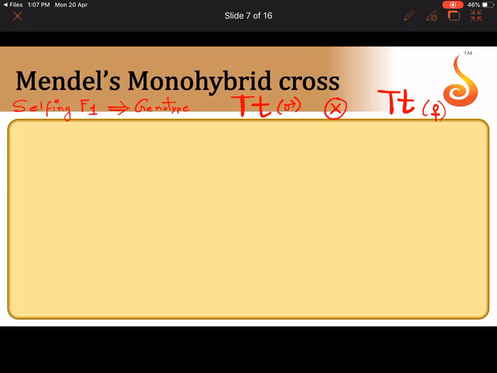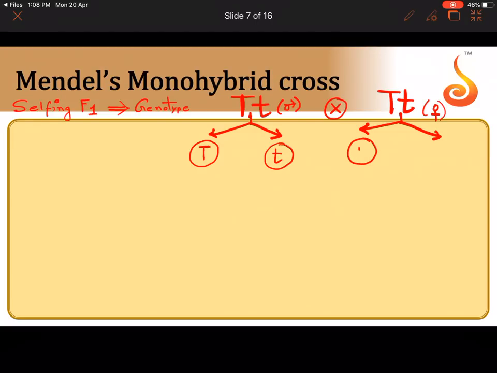So I wrote the genotype. Now imagine that this is the male part of the hybrid plant, so it is going to produce two types of pollen grain, and the female part is going to produce two types of eggs. Why two types? Because they're heterozygous. So half of the pollen will have capital T in them, the other half of the pollen will have small t in them. Half of the eggs will have capital T in them, the other half of the eggs will have small t in them. So let me write here for your knowledge.